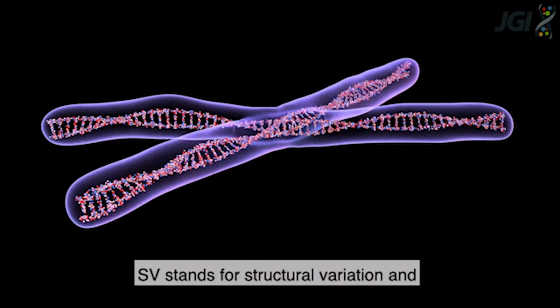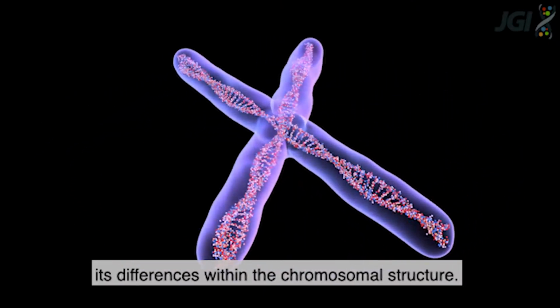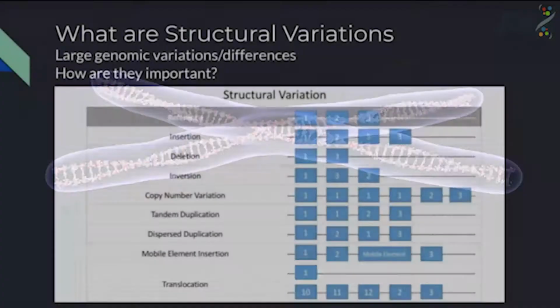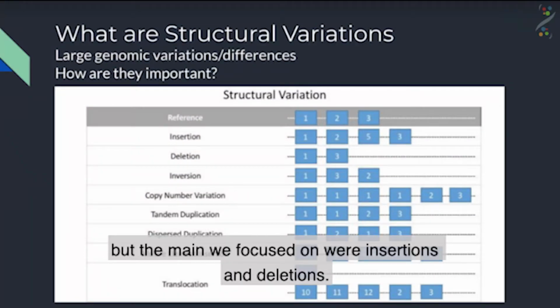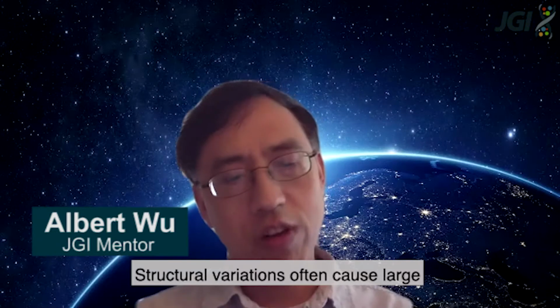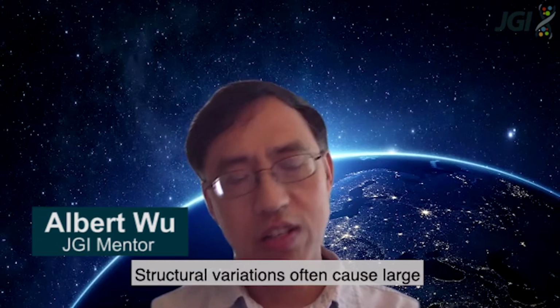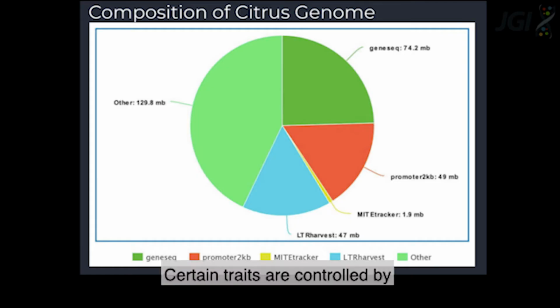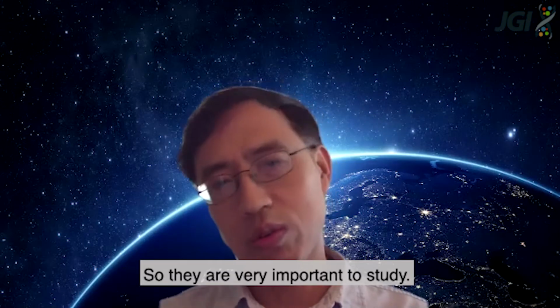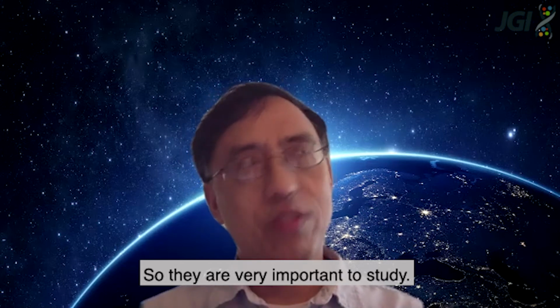SV stands for structural variation, and it's differences within the chromosomal structure. There are a lot of different structural variations, but the main ones we focused on were insertions and deletions. Structural variations often cause large changes in plant phenotype. Certain traits are controlled by these structural variations, so they are very important to study.